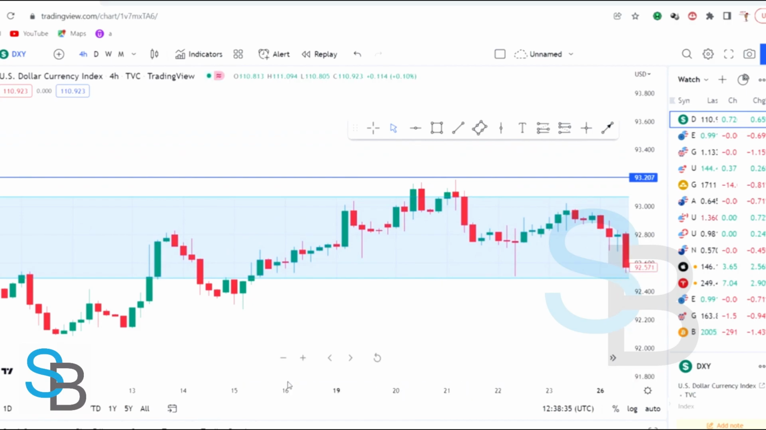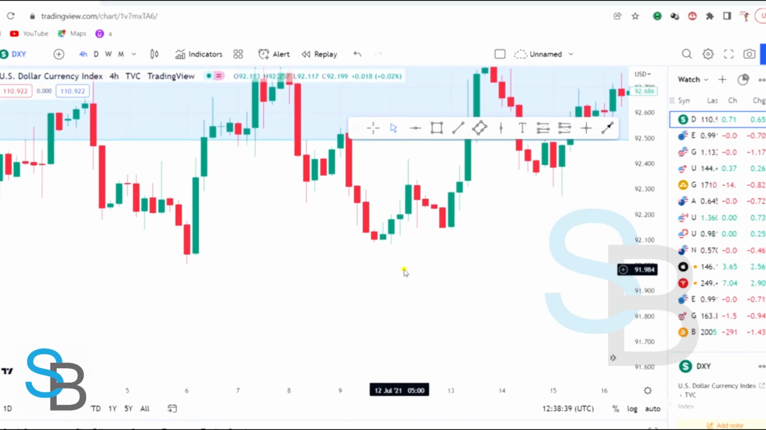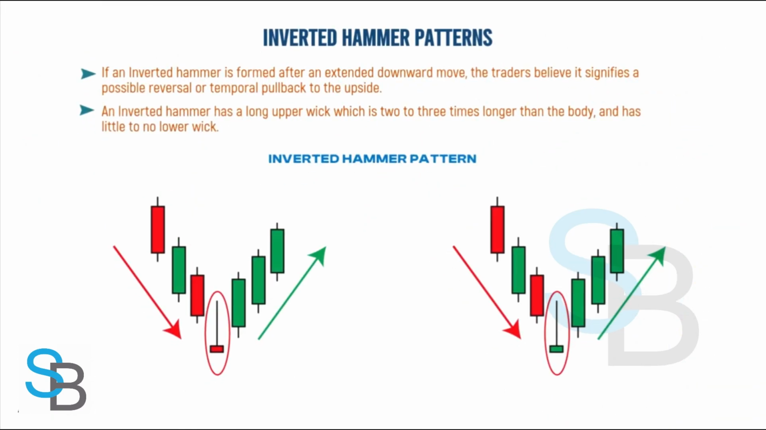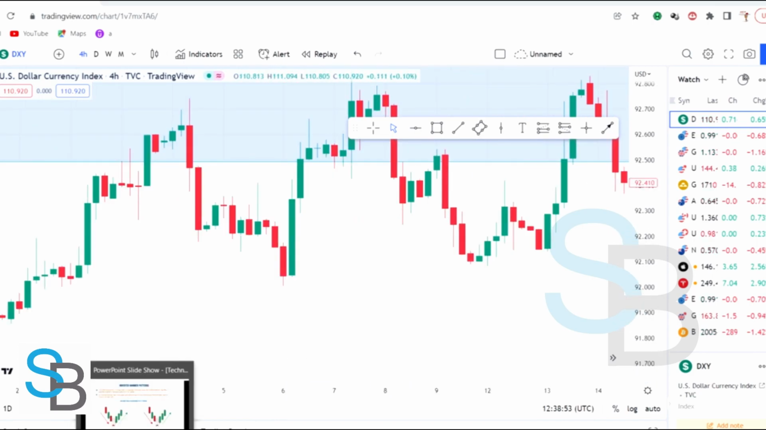Yeah, so this has brought us to the end of our lecture on hammer and inverted hammer. Now, this is a perfect example. As you can see, it has no lower wick. This is a perfect example of an inverted hammer. Yeah, so that will be it.